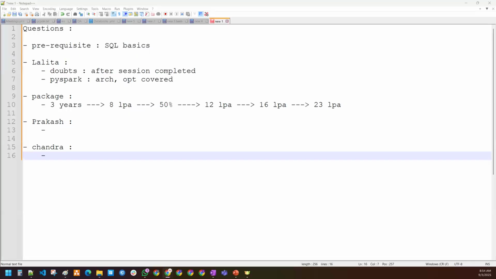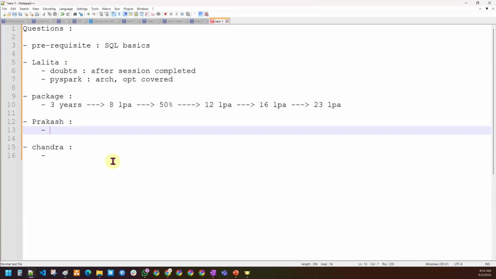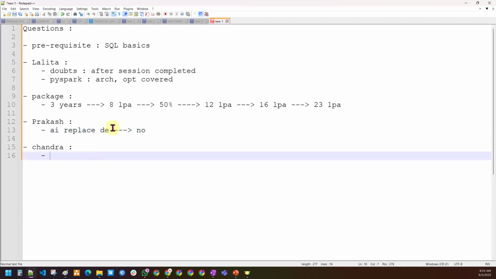Okay, Prakash asks, sir, will AI replace a data engineer? That never happens at all. AI replacing data engineers will never happen, guys. That never happens in the next 30 years. Okay, not possible. AI replacing data engineering? No, not possible at all.